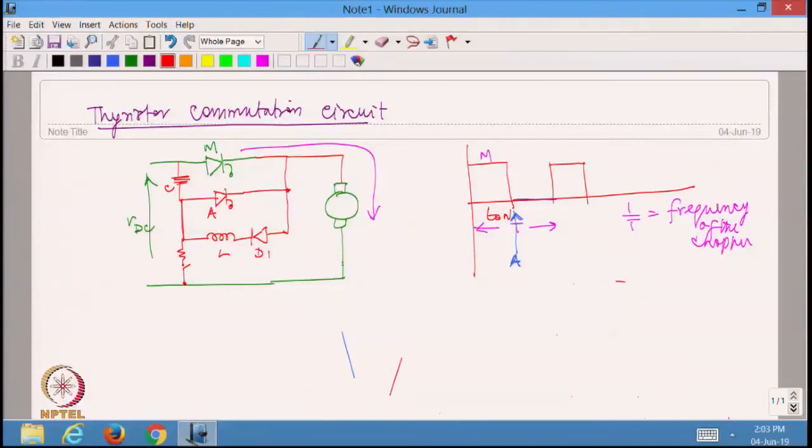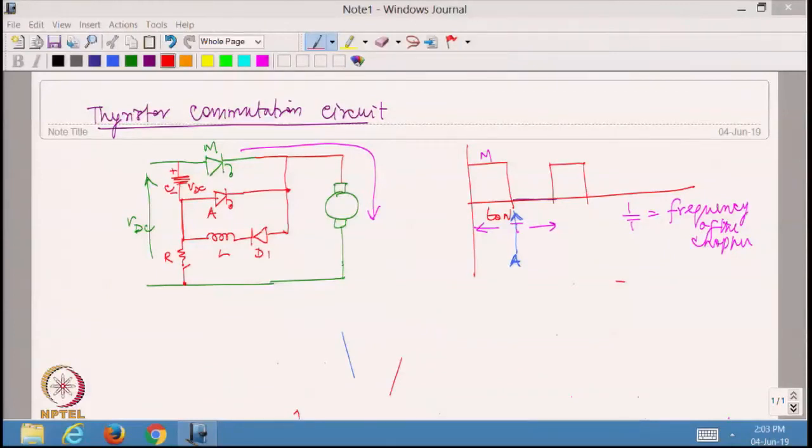Now let us say the capacitance is already pre-charged to a voltage like this. This could have been done by having an auxiliary resistor and a switch which can be closed for a short while until the capacitance charges to this plus and minus with VDC. The voltage is VDC currently. Okay. Now whenever I want to turn off M, I am going to fire A.